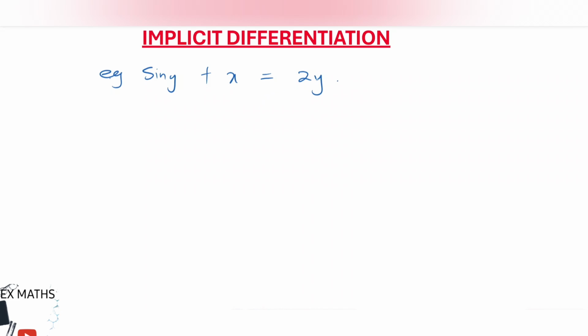No matter how you try to make y the subject of the formula in this case, that is not going to be possible. How are we going to take it? Yes, we can take all terms with y on our left hand side: sin y minus 2y is equal to negative x. But now how can we make y the subject? That is not going to be possible. So that's when implicit differentiation will apply. We'll be differentiating functions where it is difficult or impossible to express y in terms of x.